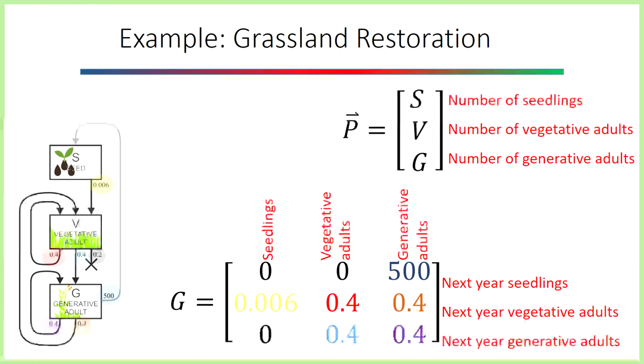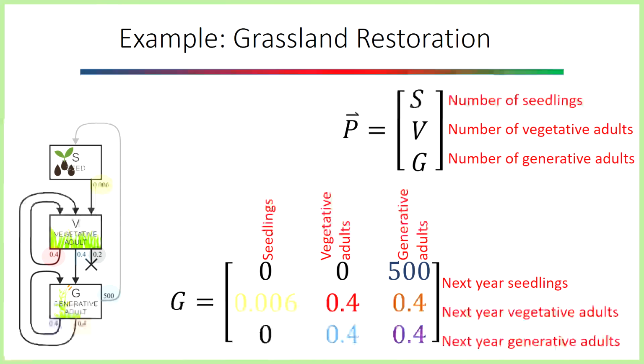We were thinking about restoring a grassland. The grass that we are trying to restore has 3 different life stages: seedlings, vegetative adults, and generative adults. The seedlings have a 0.6% chance of surviving for a year to become vegetative adults. The vegetative adults don't reproduce and have a 40% chance of transitioning into generative adults after a year and a 40% chance of remaining vegetative adults by the end of the year. The generative adults also have a 40% chance of remaining generative adults and a 40% chance of transitioning back into vegetative adults. The generative adults, however, also produce 500 seedlings each year.